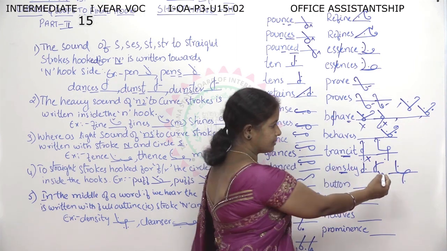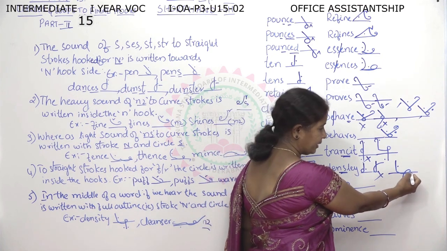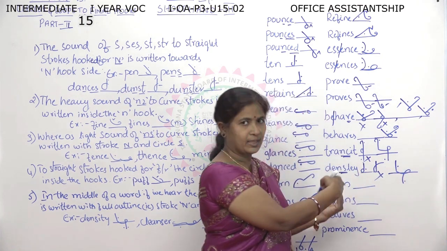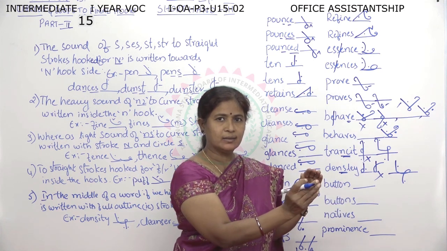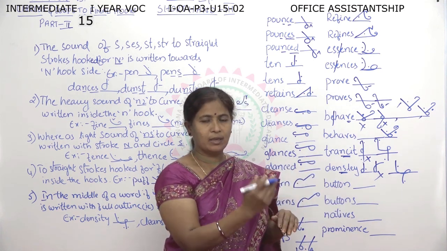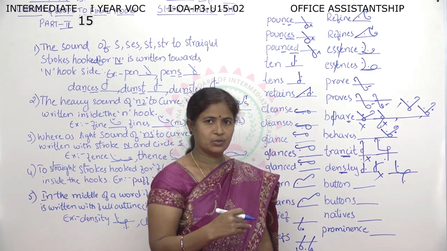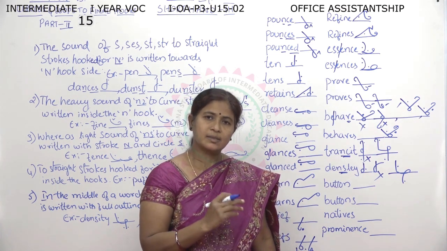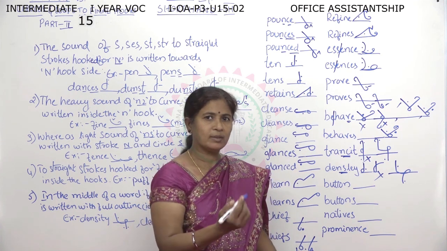Now, circle S is written like this. Since we write circle S this way, we write L downward. That is, the way we write the circle S, in the same direction we write stroke L, either upward or downward. L follows the direction of the circle, either written upwards or downwards.